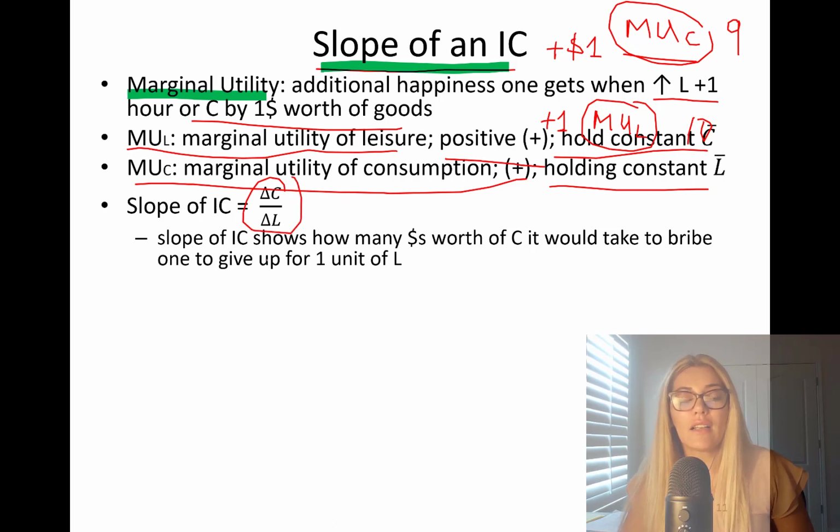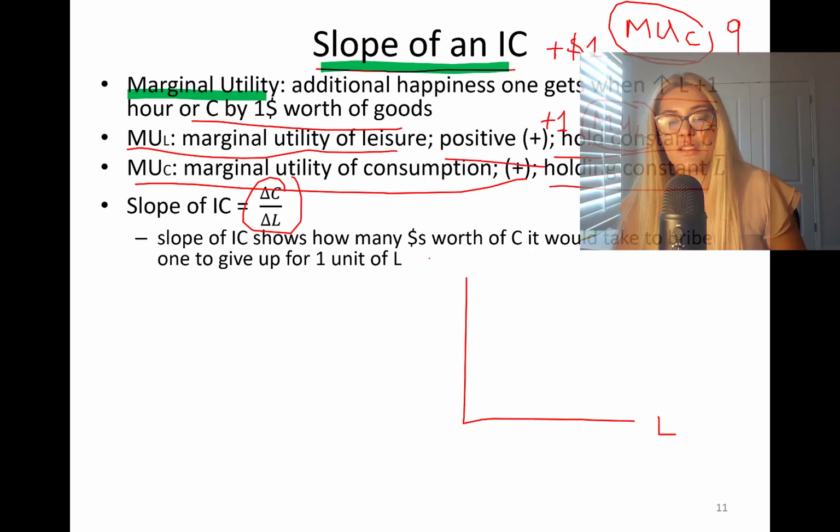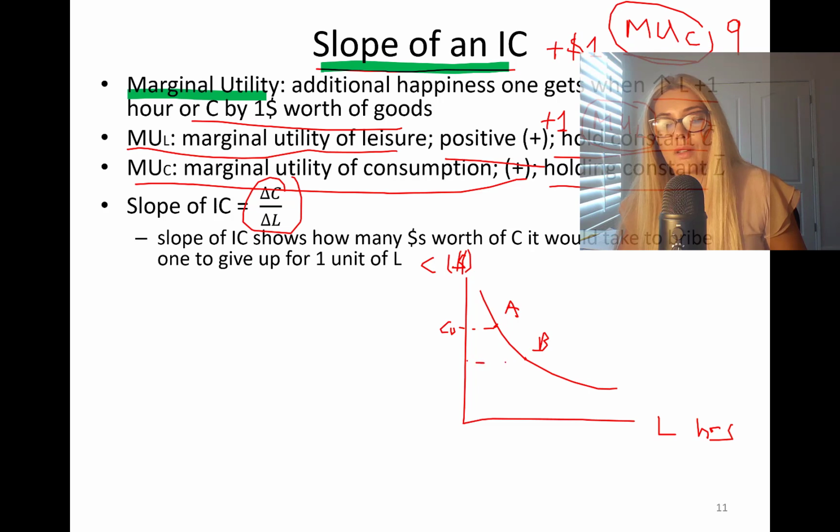Why? Okay, because look, I have leisure here, I have consumption here. This is in dollars, and this is in hours. Okay, the indifference curve looks like this. So let's say I'm moving from A to B. Okay, so consumption was here. Let's call this C0 to C1. Okay, so this distance is the change in consumption, a negative number.